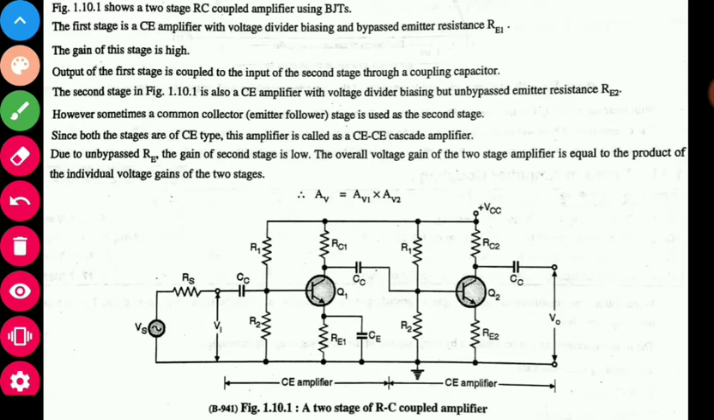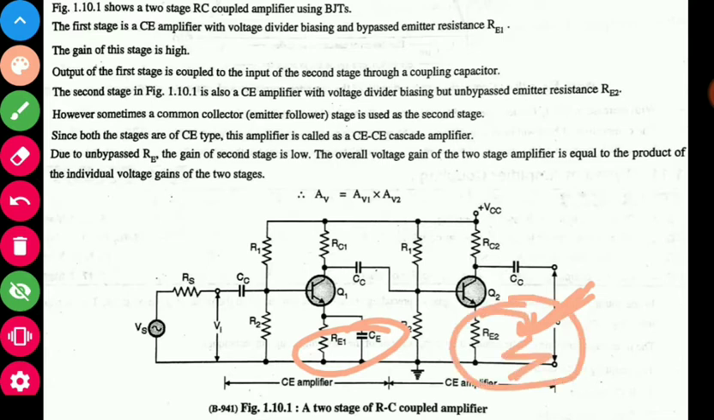There is a minute difference between the first stage and the second stage. RE1 and CE1 are available in stage 1, but this is not available in stage 2, that is RE2. CE is not available at RE2, but available at RE1. Why? What is the major significance of RE2 and why CE is not available? We can discuss that.